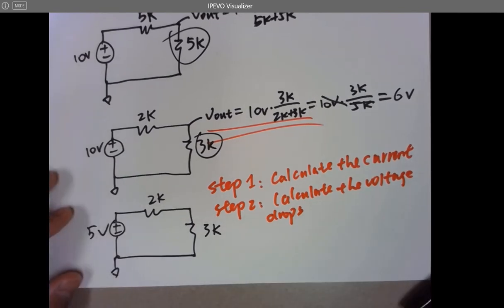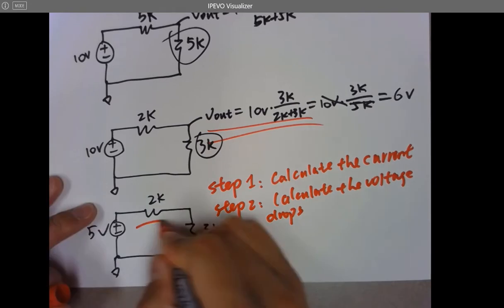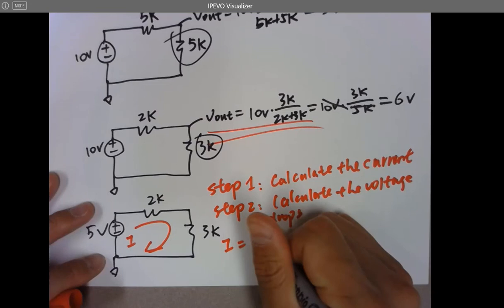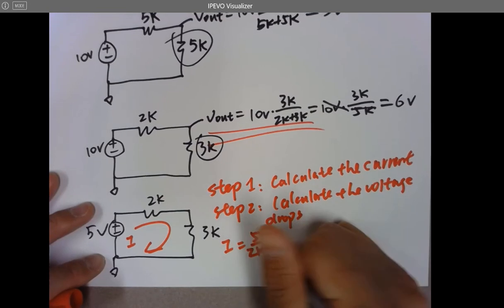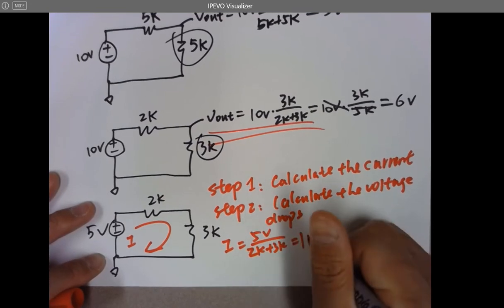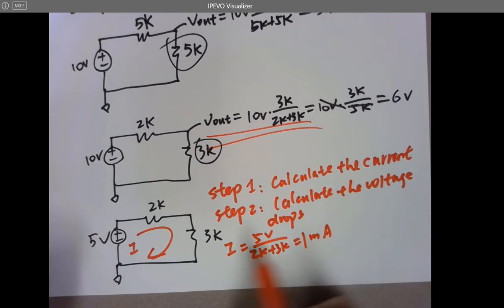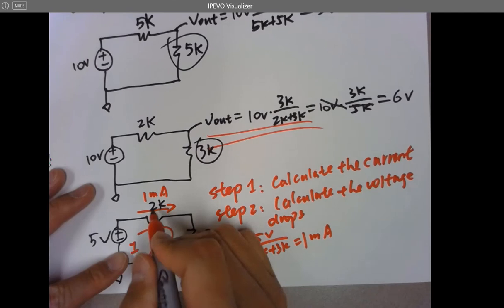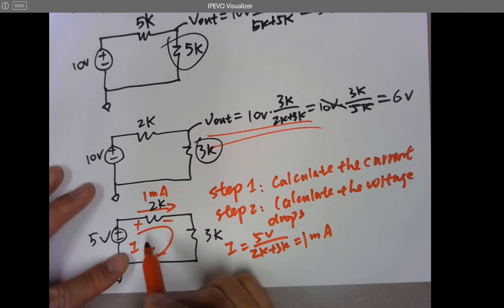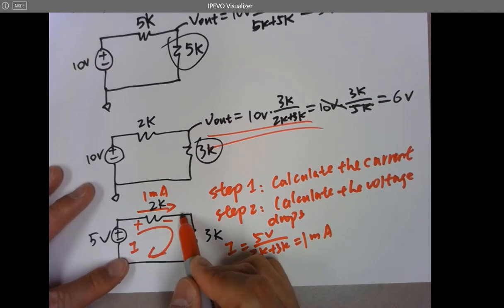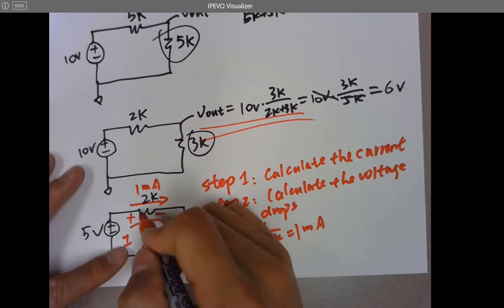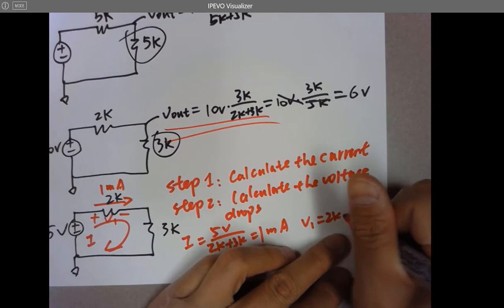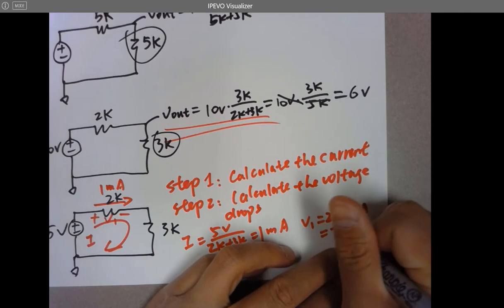Looking at this circuit, the first step, let's get I first. I equals 5 volts over 2K plus 3K, which is 1 milliamp, right? So there's a 1 milliamp current flowing through this 2K resistor, which creates a voltage drop from here to here, and we call it V1. So V1 equals 2K times 1 milliamp, which is 2 volts.